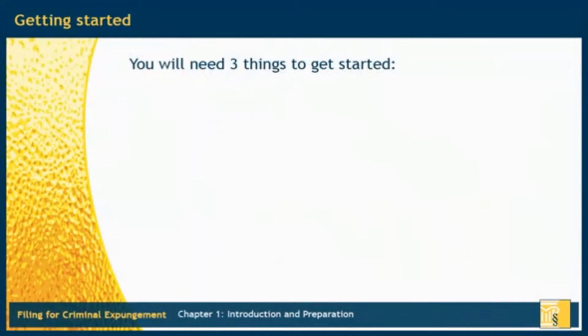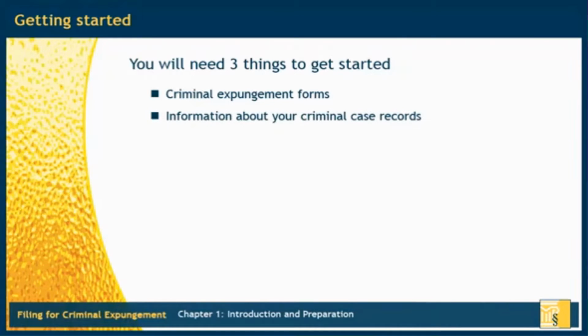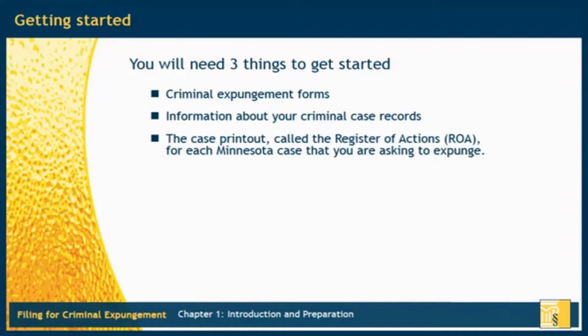You will need 3 things to get started with the criminal expungement process: the criminal expungement forms, information from your criminal case records, and a case printout called the Register of Actions, or ROA, for each case you are asking to expunge.